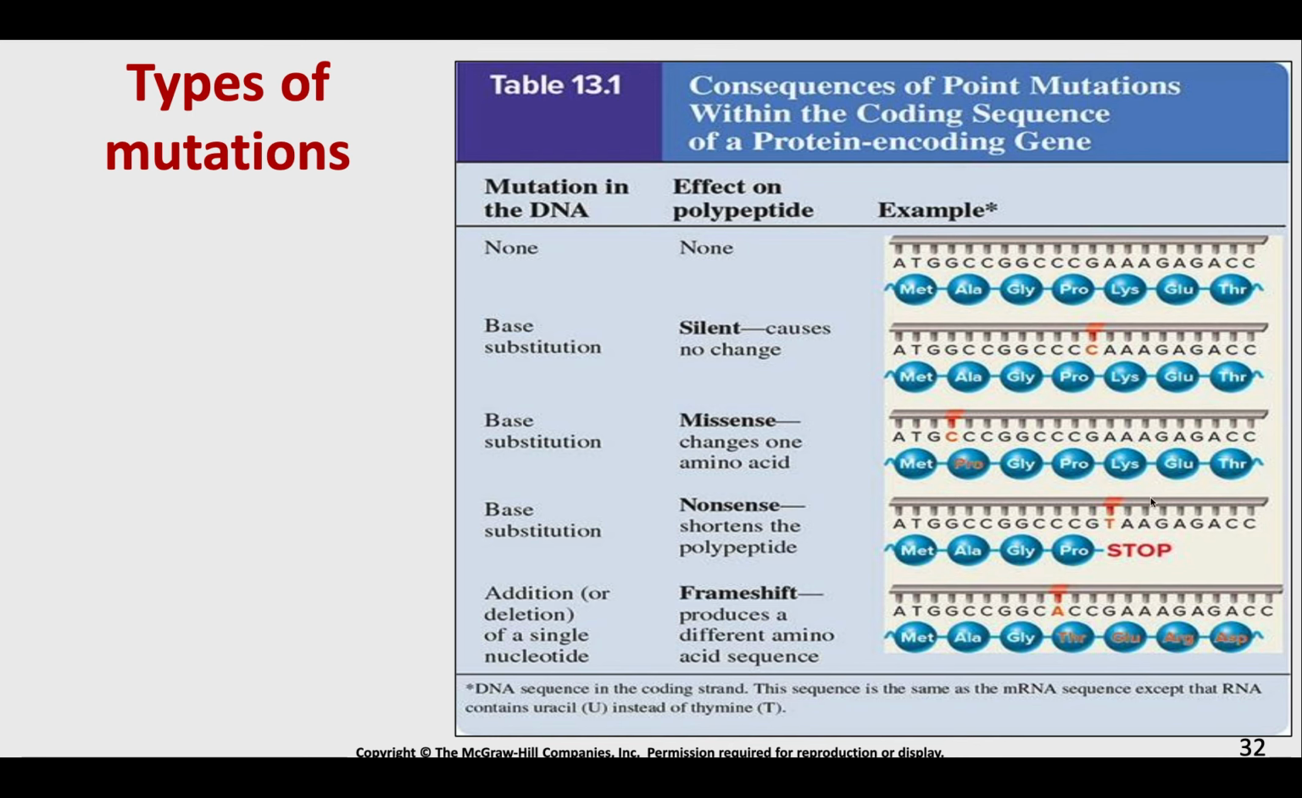Nonsense can shorten the polypeptide. It's telling the ribosome to stop, essentially. And then we can have a frame shift mutation, which we talked about a little earlier. We're inserting an extra base instead of substituting one out, and that's shifting how we read the rest of the mRNA. Each of these types of mutations can lead to different polypeptides.